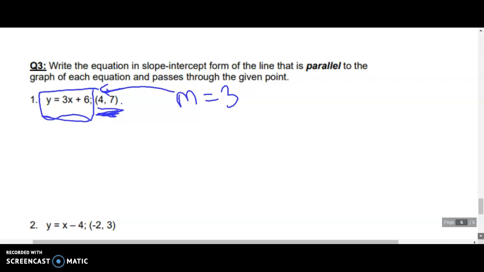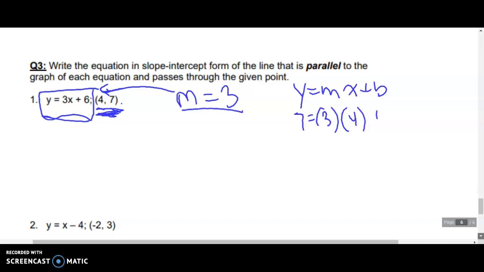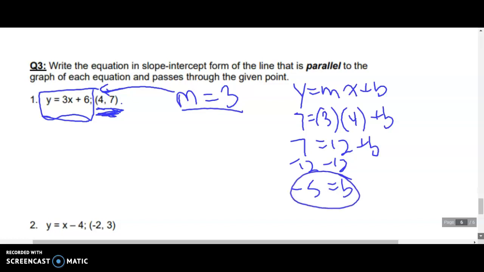Well, now that gives me enough information, now that I have an m, an x, and a y, to find the b. So we put in y equals mx plus b. The y is 7. The m is 3, equals 3. The x is 4. We don't know what the b is. 3 times 4 is 12. We subtract 12 from both sides, and we get -5 equals b. So now I know what the y-intercept is. I know what the slope is. So I know the equation is y equals 3x minus 5.